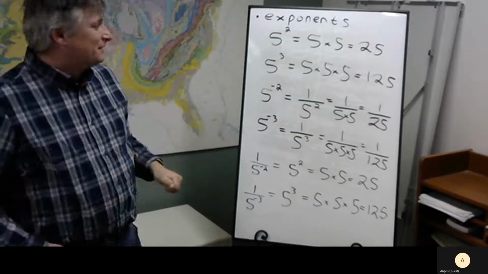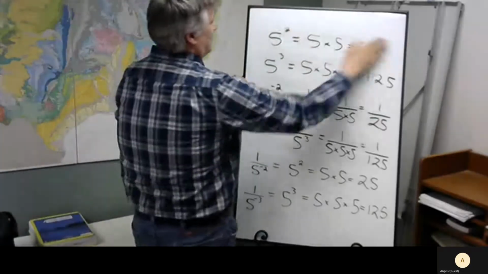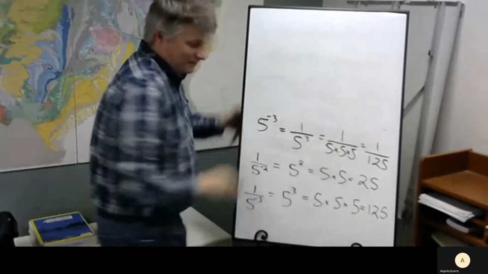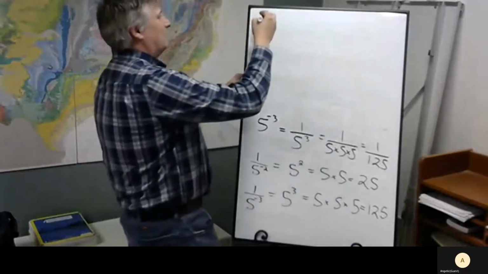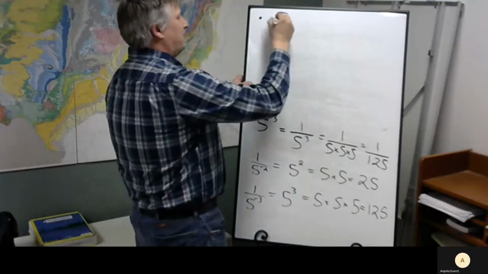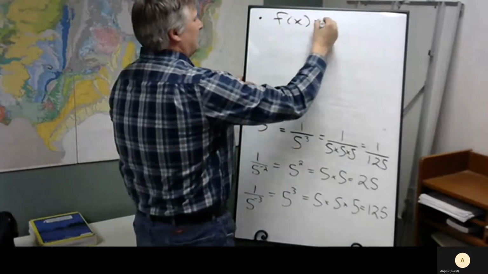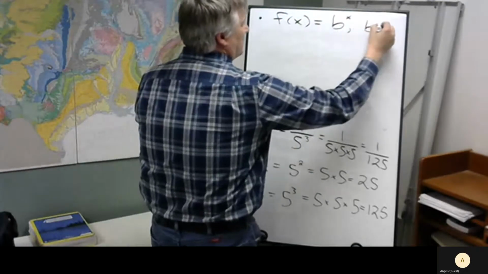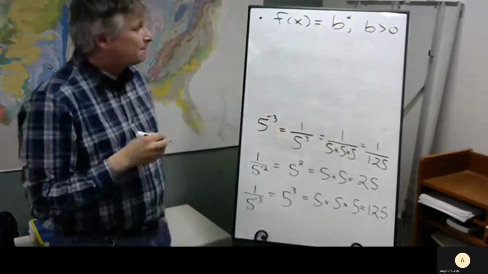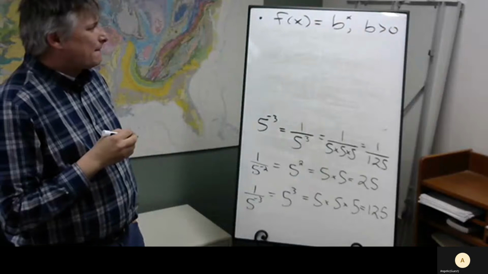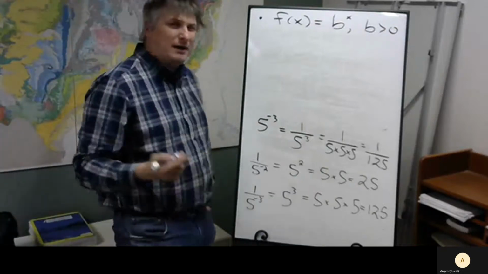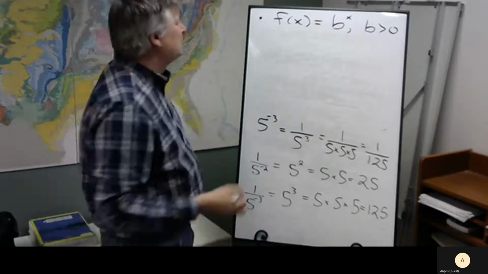All right. So let's take a look at the functions f of x equals b to the x for b greater than 0. Now, what's going to happen? I'm going to give you a couple examples. You might wonder, why does b have to be greater than 0?